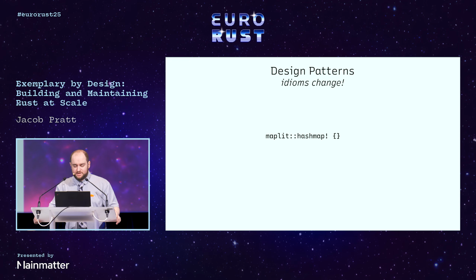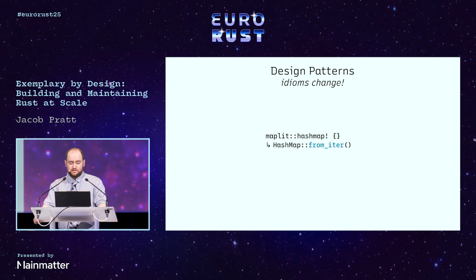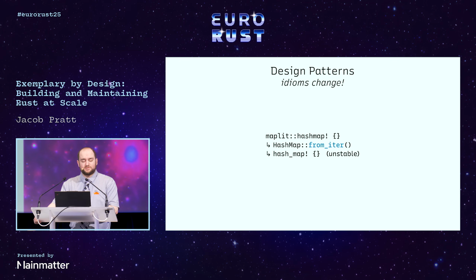And to wrap up design patterns, I want to highlight the fact that idioms change. In the past, people would use the maplit crate to create a hash map with a macro, but once FromIterator was added to the prelude, the general suggestion was to call HashMap::from_iter with an array of key-value tuples instead. More recently, there was an unstable hashmap macro added to the standard library, bringing us back to what the maplit crate provided.